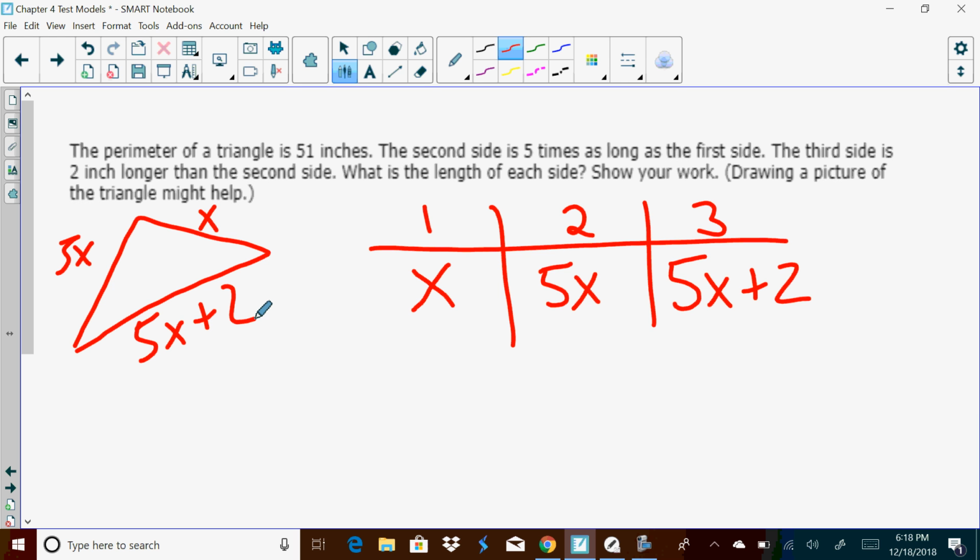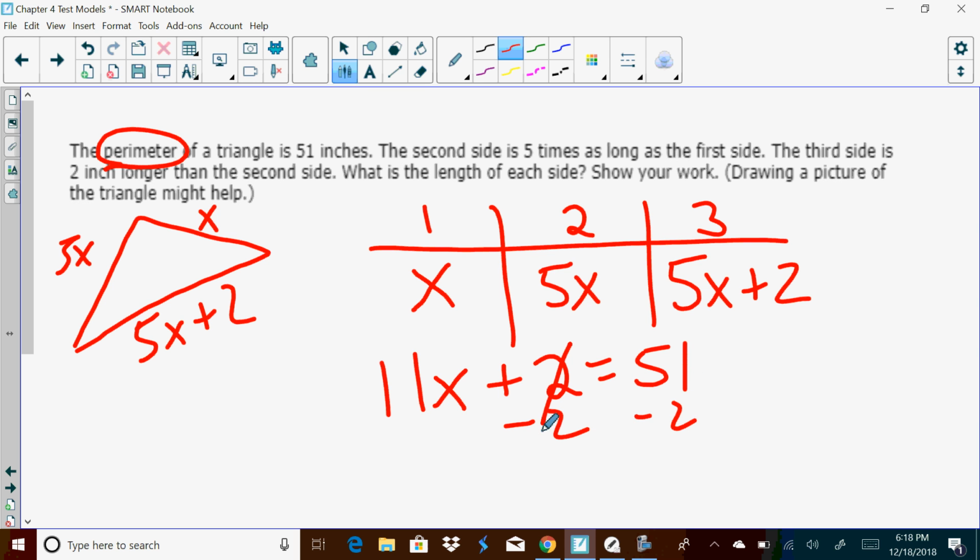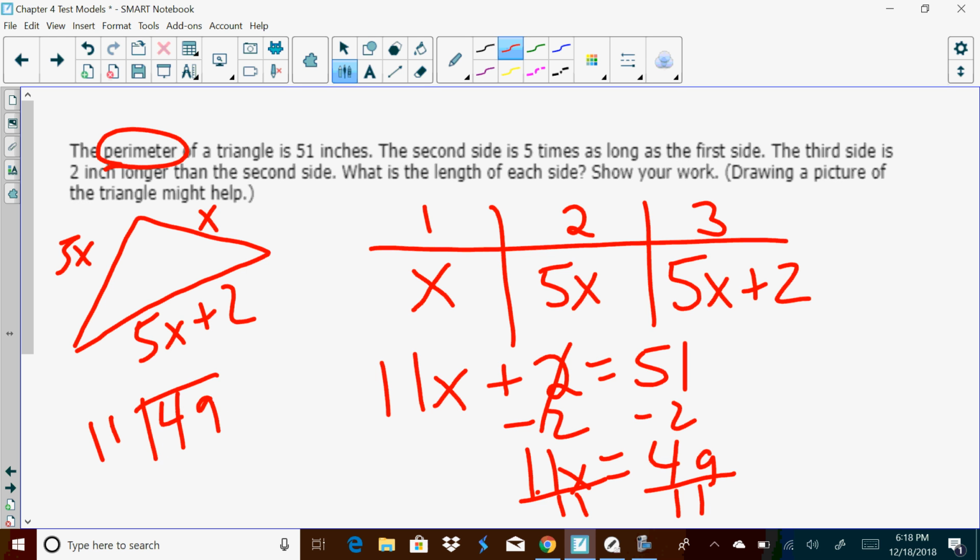So then I write an equation by combining these because the perimeter means to add up all the sides. So we get 11x plus 2 equals 51. And then I solve. Minus 2, minus 2. So I get 11x equals 49. So I divide by 11. So it's not going to work out evenly.